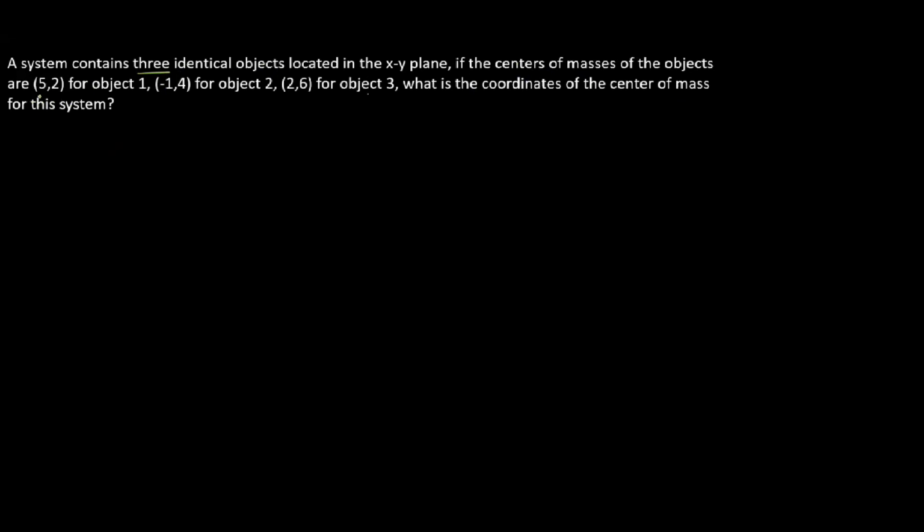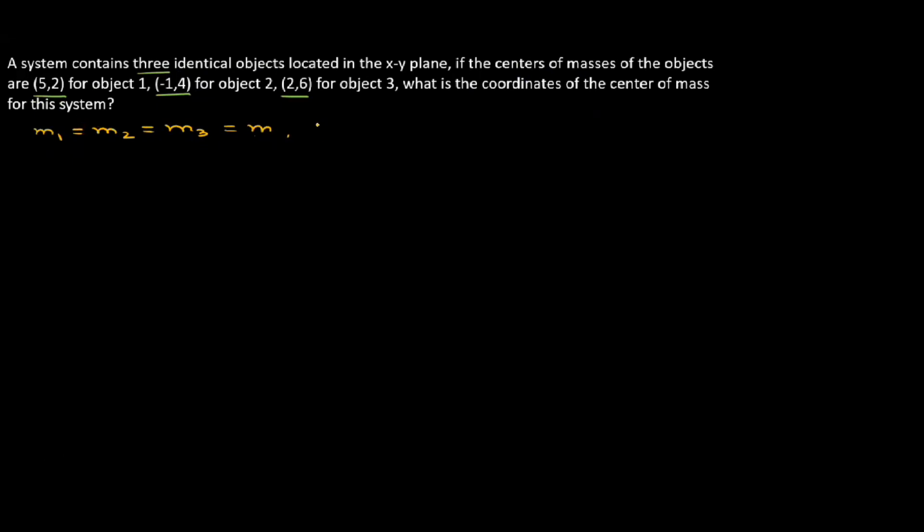So I have the coordinates of center of mass for the three objects. I need to find the coordinates of center of mass of the system. When they say identical objects, identical means that the dimensions of each object are equal as well as they have the same mass. So mass of object 1 must be equal to mass of object 2 and that must be equal to mass of object 3. So these masses we will call M. All three of them have equal mass M.